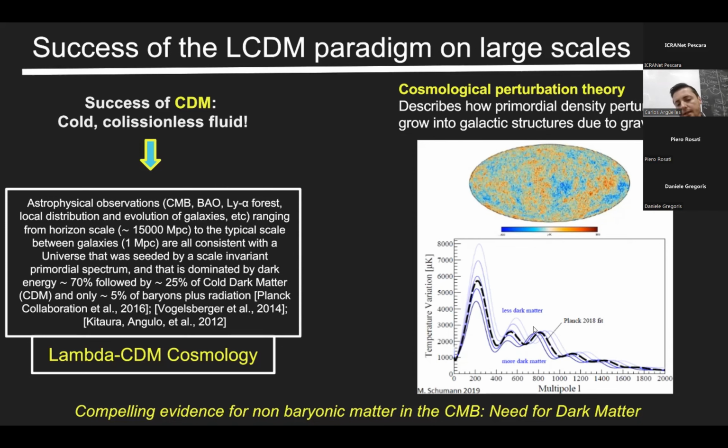Therefore, as you can see here in the lower panel, when you put less dark matter in your lambda CDM cosmology, the heights and the position of the second and third peaks change, not fulfilling the data, and the same happens if you, for example, want to put more dark matter.